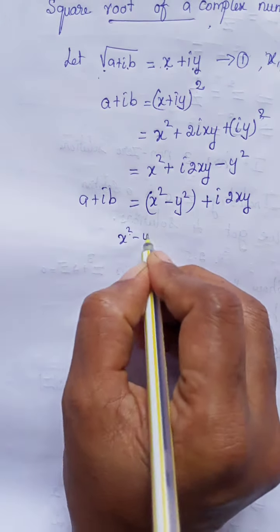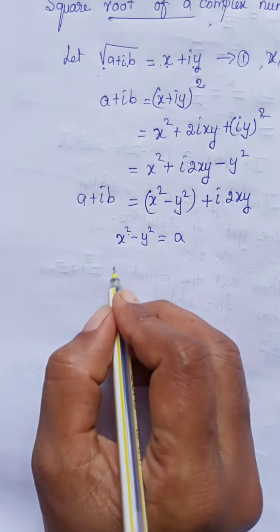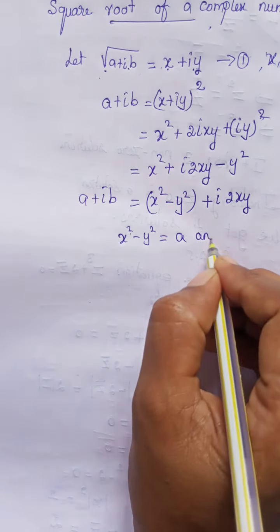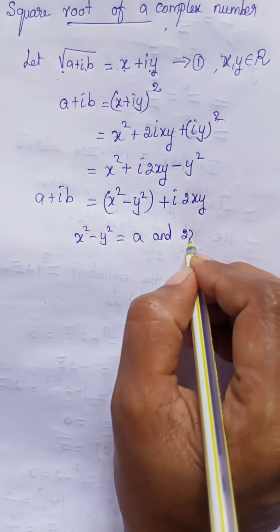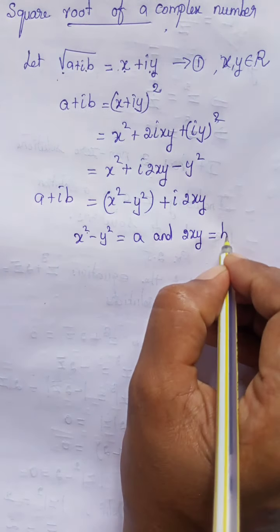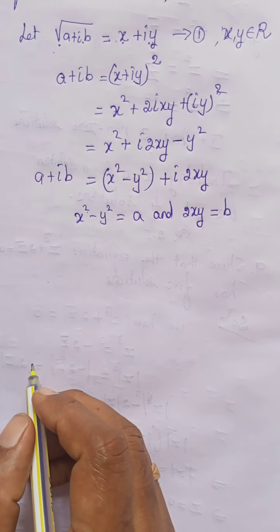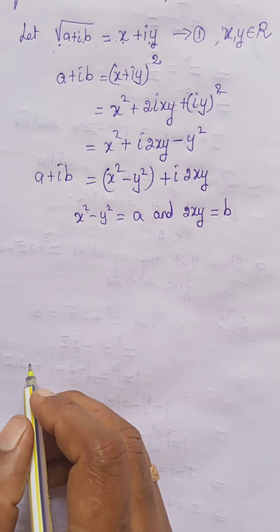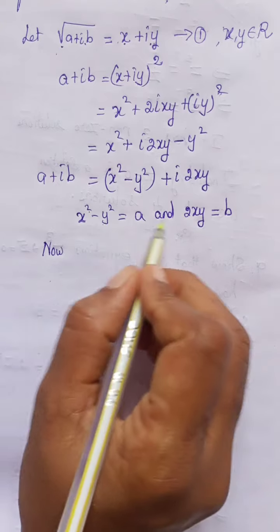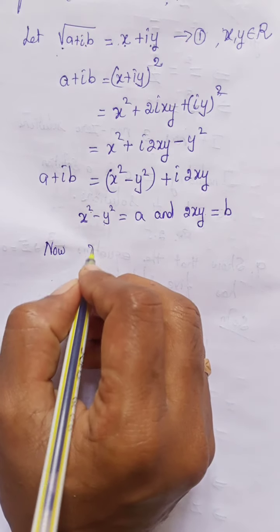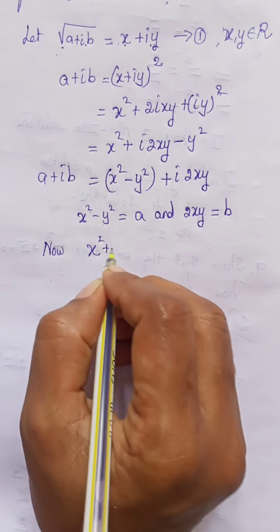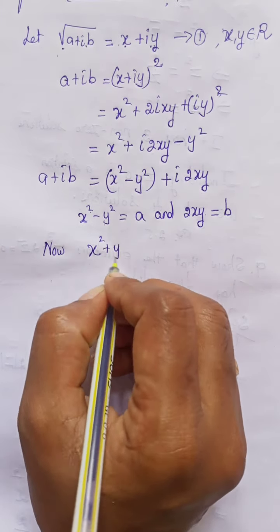Now compare the real part. We get x square minus y square is equal to a, and the imaginary part 2xy is equal to b. Using these two, we have to find out what is x and what is y. Since we have x square minus y square and 2xy, I am going to find out x square plus y square, the whole square.